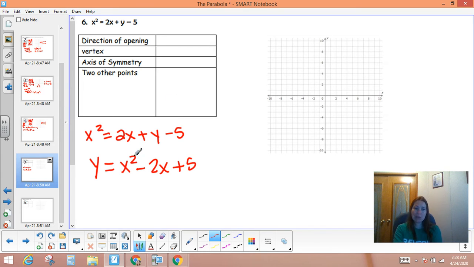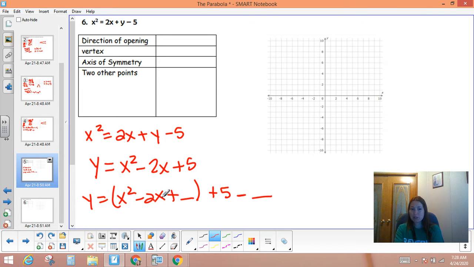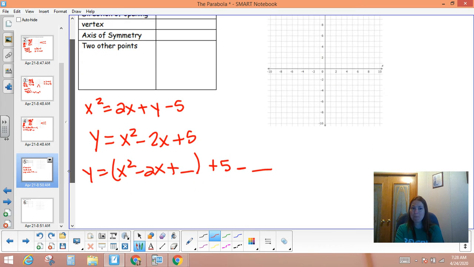Okay, so now to complete the square, there's nothing to factor out, so it's just x squared minus 2x plus a blank. I'll put parentheses just so you can see that that's the completing the square piece. Plus 5 slid over, and you need a minus blank to counteract this plus blank. And again, parabola is the only time you do that, and it's because everybody's staying on the same side.